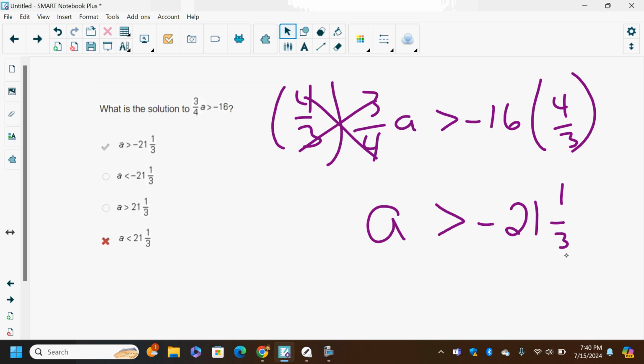Remember, a negative times a positive is going to give me a negative. And again, it doesn't flip. Even though the 16 is negative, I didn't multiply by a negative. The 4/3 would have been negative for the inequality symbol to flip.